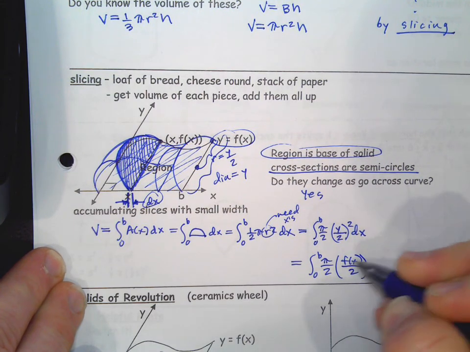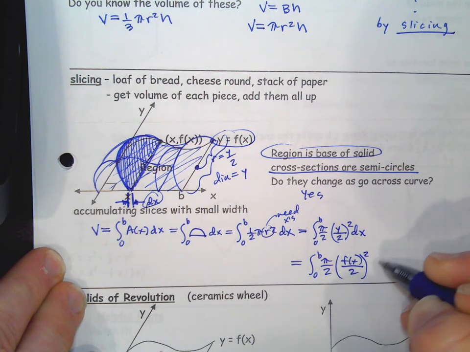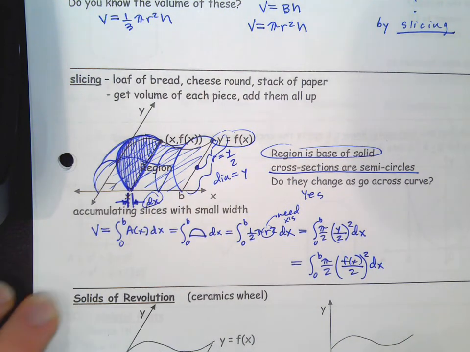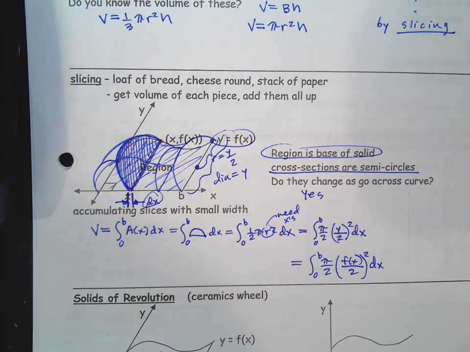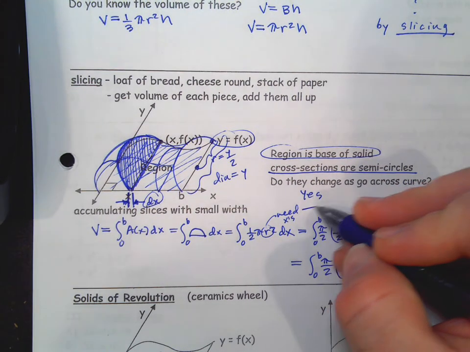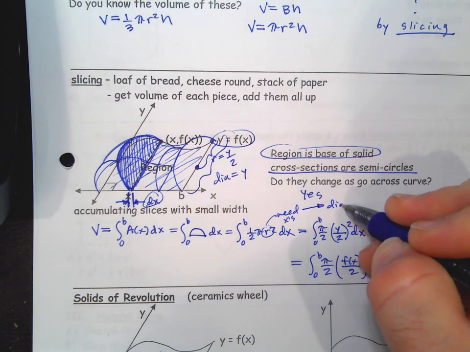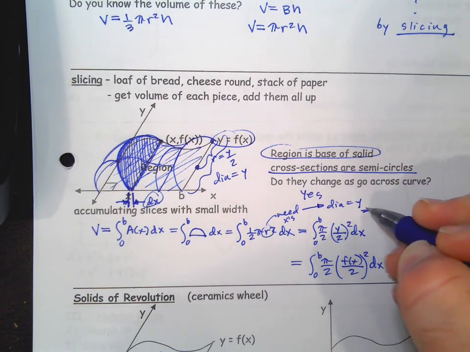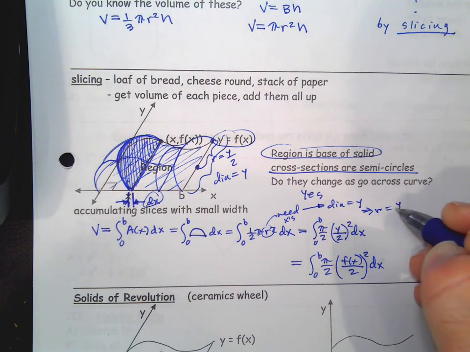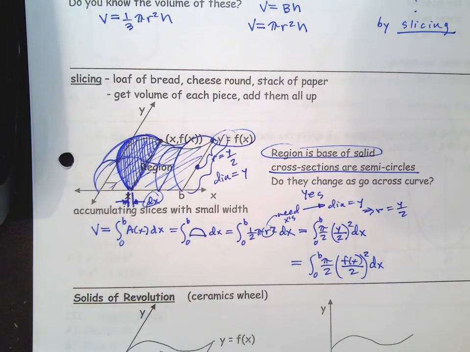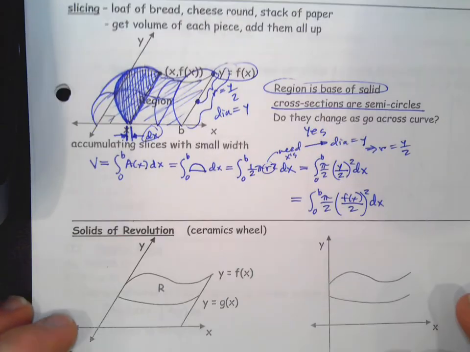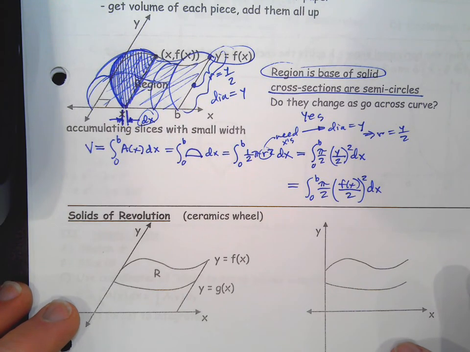Now, usually you would actually have an expression with x's in it. So that's going to be one of the kinds of problems. We needed the radius in terms of x. We know that the diameter equals y, and therefore the radius equals y over 2. We're going to do some of those in the coming days, not on today's homework.